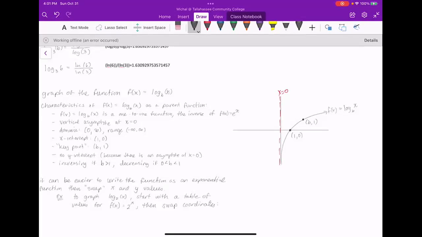But b can never be negative, so that's important to know. B will never be negative because that would give me what's called a harmonic function, and you don't deal with those until your second semester of calculus, maybe even your fourth semester.